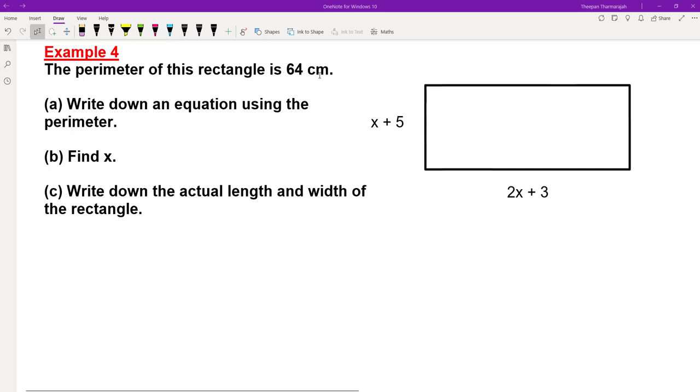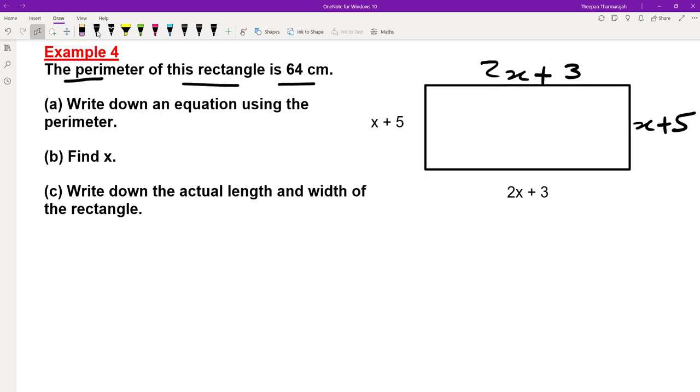Okay, welcome back. So similar to last time, we need to make sure all the sides of the rectangle are labeled. So this is 2x plus 3, because opposite sides of a rectangle are the same. This is x plus 5. And then we know that the perimeter of the rectangle is 64.